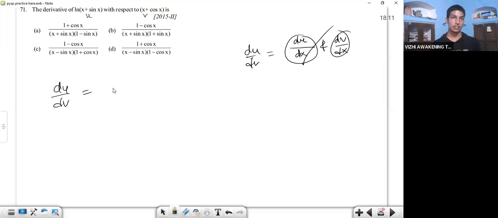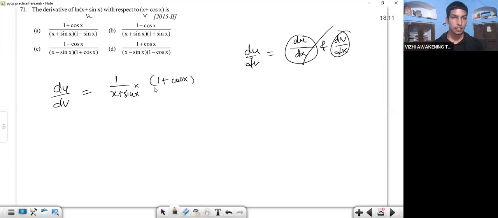So du by dv: ln of x minus, so let's write it as x plus sine x, because the differentiation of ln x is 1 by x. Here it is x plus sine x, multiplied by the differentiation of the variable of this particular function, which was given as 1 plus cos x, right?